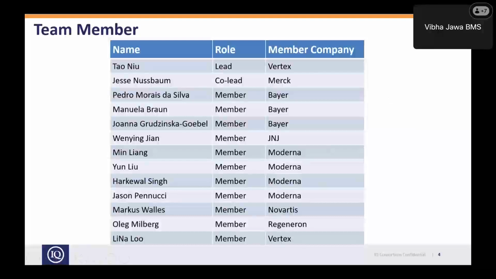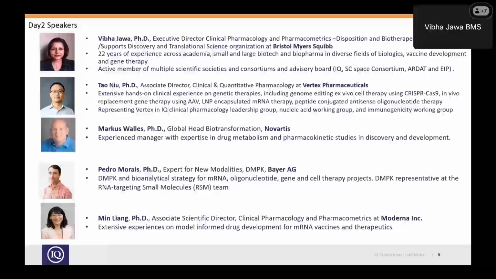So here is the table of all the team members. Myself is the lead, Jesse, co-lead from Merck, Pedro, Manuela, Joanna from Bayer, Wen from J&J, Ming, Yun, Aqua, Jason from Moderna, Max from Novartis, Oleg from Vertex, and Lina from Vertex as well. Sorry, Oleg from Regeneron.